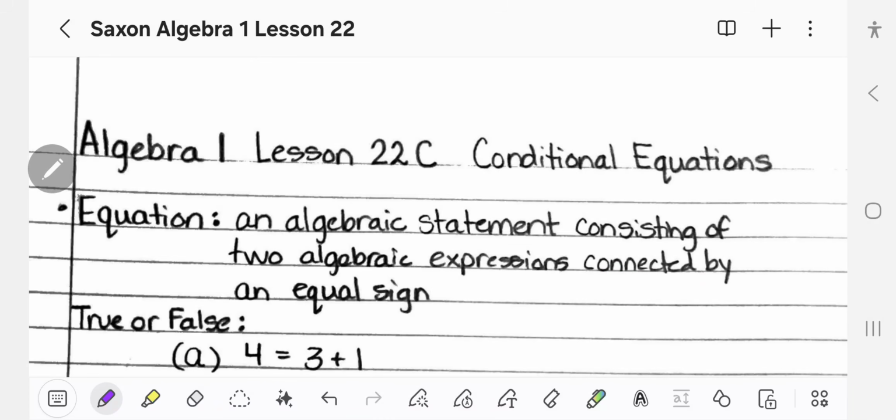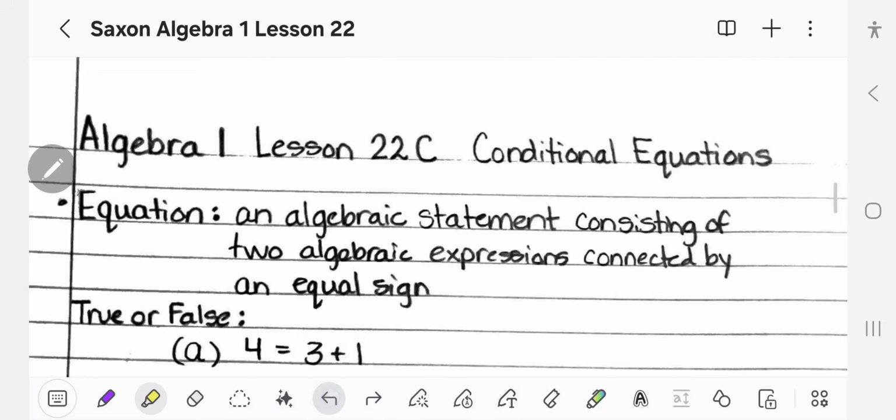So here's the first example, A. 4 is equal to 3 plus 1. Do you see I have an expression on the left, I have an expression on the right, and they are connected by an equal sign? So this is an equation. Is it true or false? Well, it's true. 4 is equal to 3 plus 1. 4 is equal to 4. So we'll just say yes, this one is true.